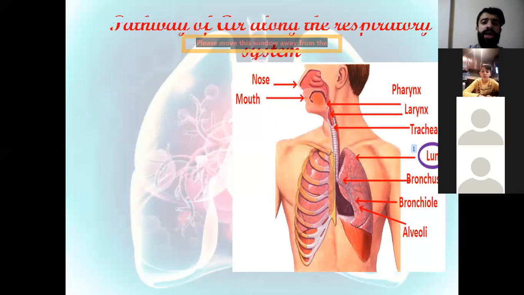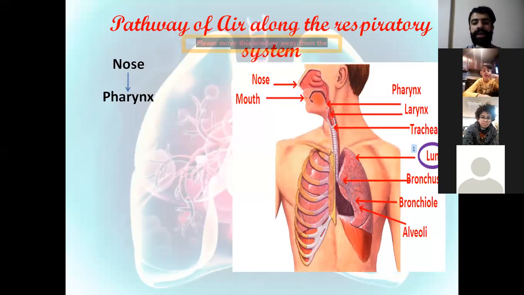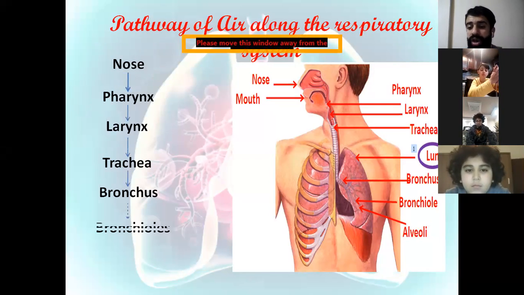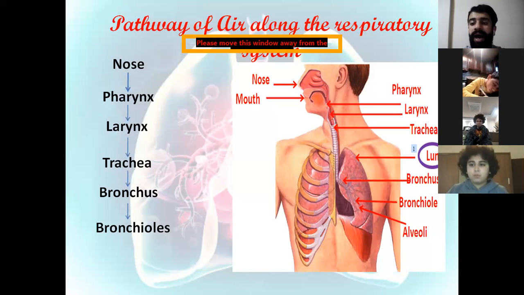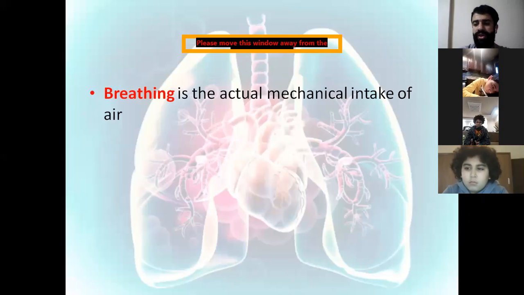So let's move now to the pathway of the air along the respiratory system. The air enters first through the nose, then it moves to the pharynx, to the larynx, to the trachea, to the bronchus, the bronchioles, and finally it reaches the air sacs that we call alveoli. Then, what is breathing?